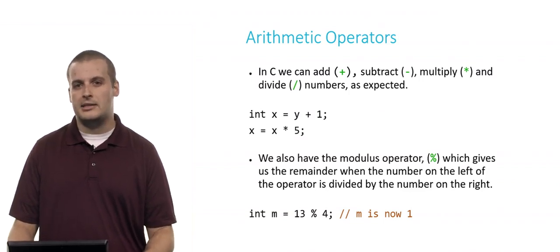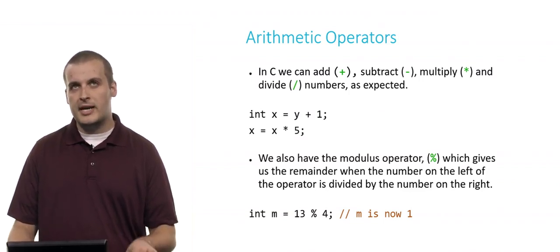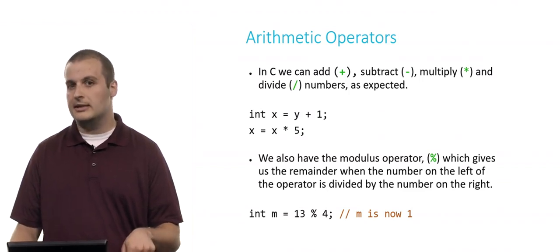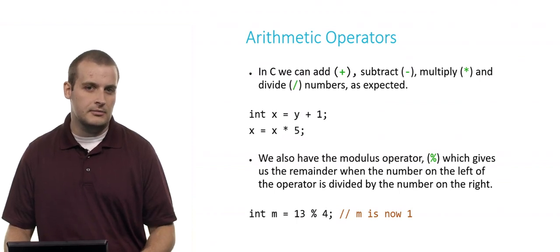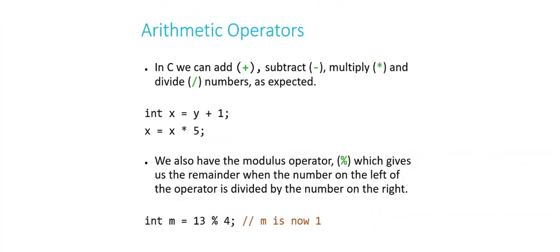x equals x times 5. Well, before we executed this line of code, x was 11. So what is the value of x after this line of code? Take a second. So x equals x times 5. x was 11, so x equals 11 times 5, or 55. If you said 55, you'd be right.